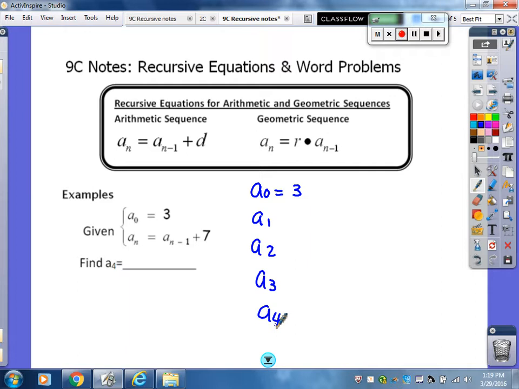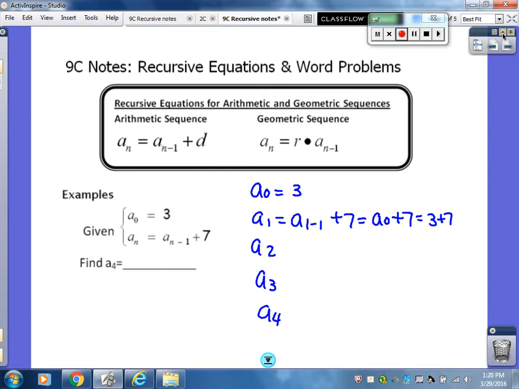Okay, so what's going to happen here? We're going to be using this formula. So a sub n, in this case, is a sub 1. All right, look how the formula works. A sub n minus 1, so a sub 1 minus 1 plus 7. So that's a sub 0 plus 7. Well, a sub 0 is 3, so 3 plus 7 gives us 10. So a sub 1 is 10.